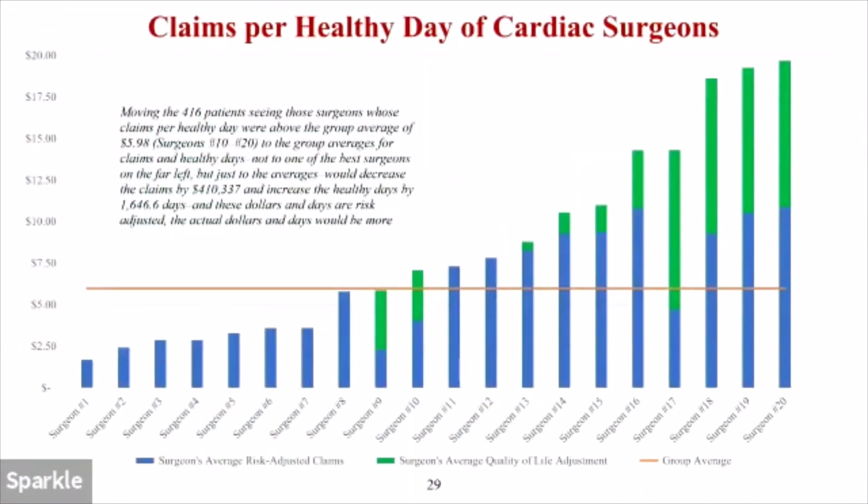This chart just graphs out these 20 surgeons. Orange line again is the claims per healthy day average of 598. So if we took the 416 folks going to those 11 doctors whose columns are above the red line and move them down to that line, we would save our $420,000 and improve our healthy days by 1,600.